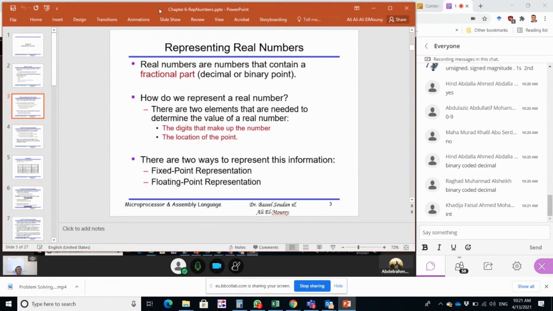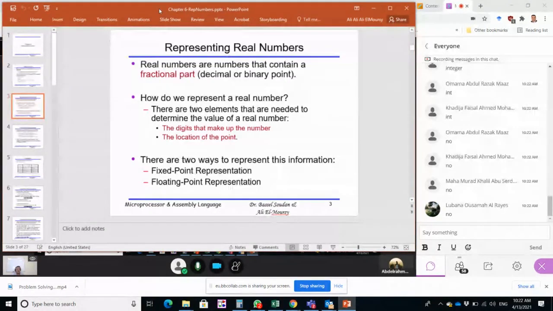I want to shock you. What we have learned in assembly so far, all the instructions that we have learned from the beginning of the semester till now, if you go and reflect on them, you will find them all integer numbers. But in real life, do I have only integer numbers? Definitely no. I actually have the real numbers.